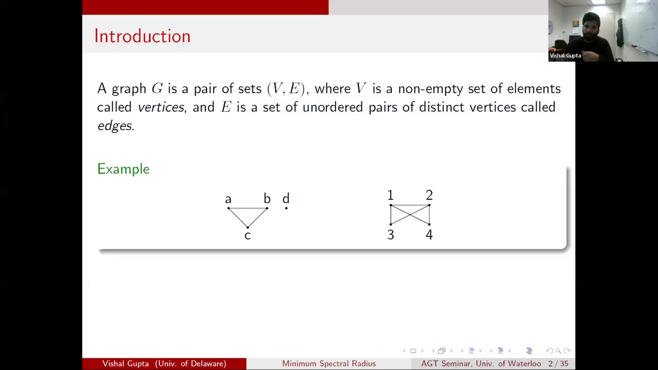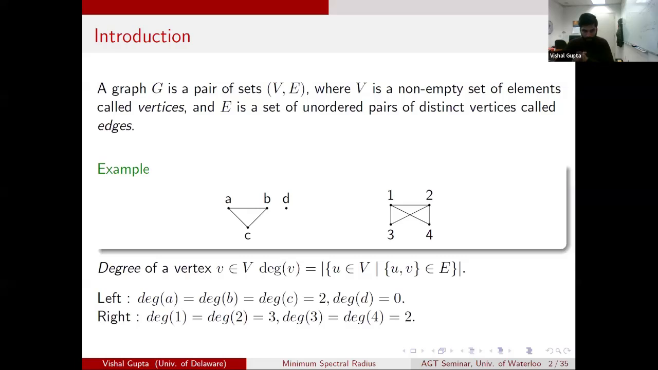By connected, I mean, given any two vertices on the graph, there is a way to reach from one vertex to another just by walking on the edges. So in this talk, I will only focus on simple and connected graphs. By simple, I mean, given any two vertices, there can be at most one edge between them, and loops are not allowed, where loops are an edge which joins a vertex to itself. So those are not allowed.